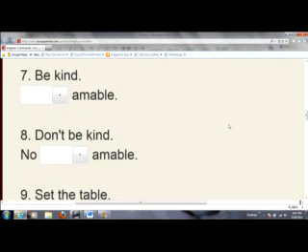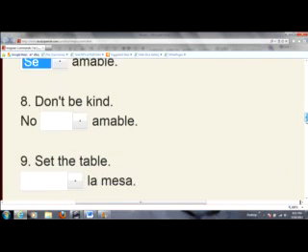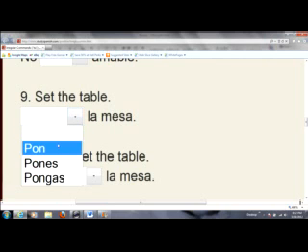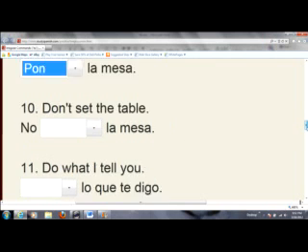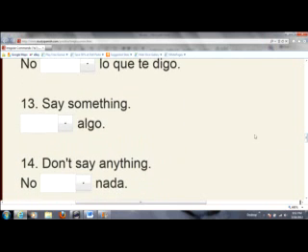Be kind. The verb is ser. Think about what the irregular form is. Sé amable. Set the table. And when you're saying set the table, you're using the verb poner, irregular form. Pon la mesa. Do what I tell you. To do or to make. The verb is hacer. Haz lo que te digo. Say something. Again, the verb decir. Di algo.